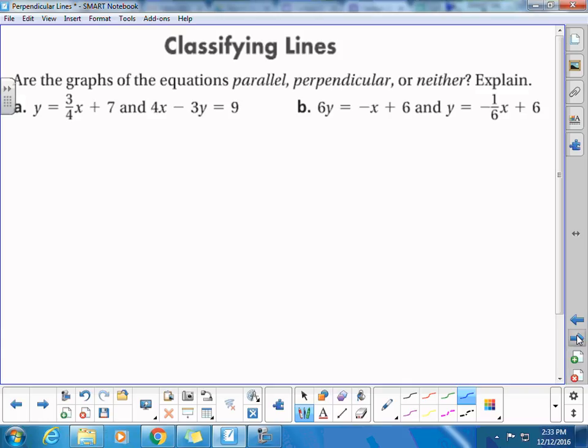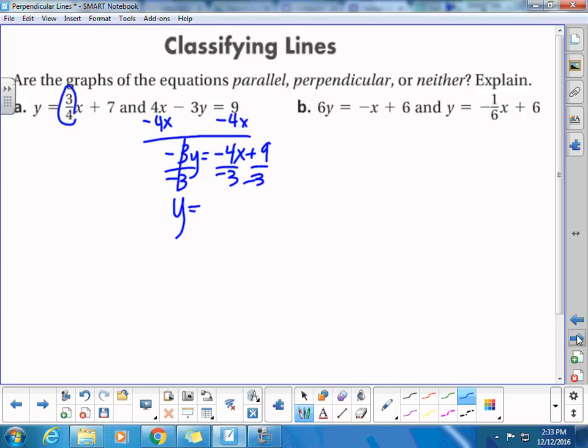Are these parallel, perpendicular, or neither? Again, we look at the slopes. I have one slope here, 3/4. You have to get this into the right format. You get -3y equals -4x plus 9. Divide by -3 because I have to get y by itself to get the slope. I have y equals -4 divided by -3, which is 4/3, positive, and then -3.